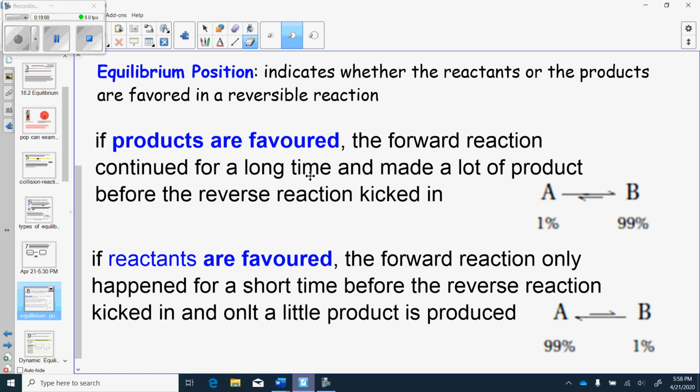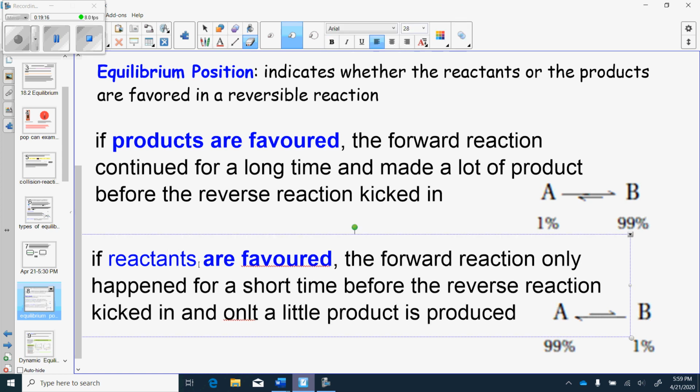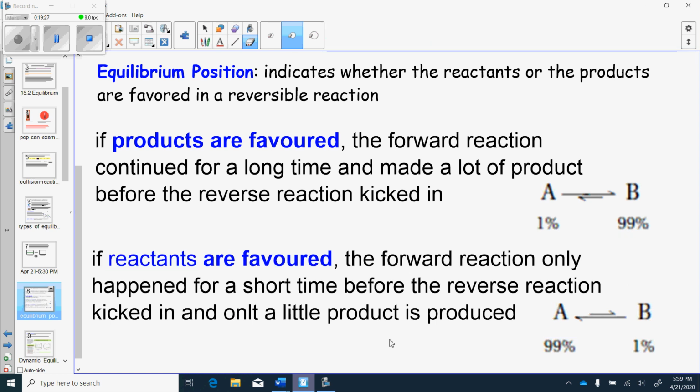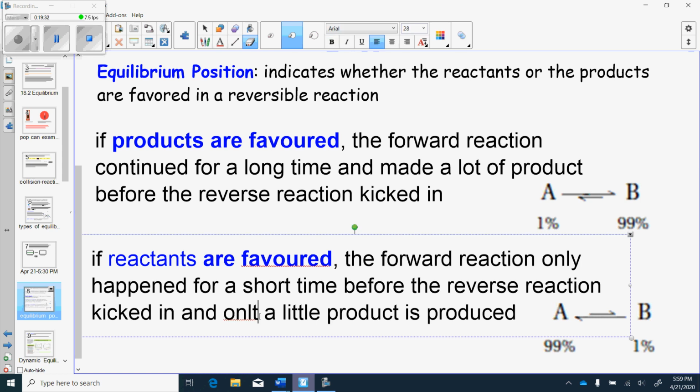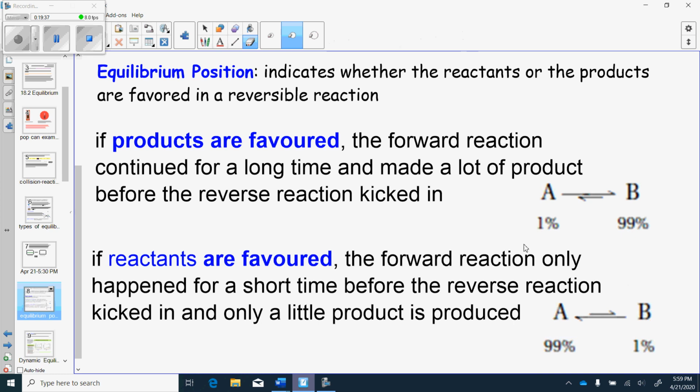When the products are favored, the forward reaction had a long time to occur before the reverse kicked in, and therefore we made a lot of product. Okay? If the reactants are favored, it means we started with a lot of reactant and we didn't get a chance to change much of it into product. So the forward reaction only happened for a short time, and then that product started kicking back and turning back into reactants, and only a little product is produced. So that's what we're saying with these diagrams here.